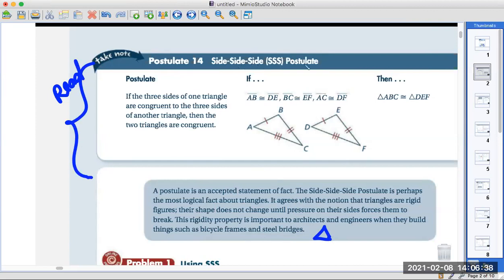It's called the side, or short SSS postulate. It says, we just talked about it, if three sides of one triangle are congruent or equal to the three sides of another triangle, then the two triangles are congruent. And the way that it's written is side AB congruent to DE, side BC congruent to side EF, side AC congruent to DF, and therefore the two triangles are congruent. Okay, that's what SSS postulate means.